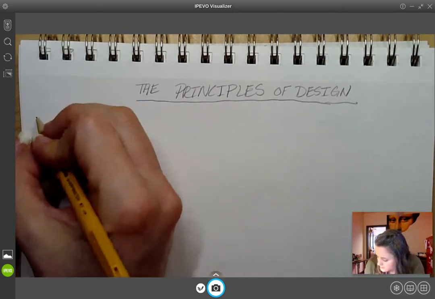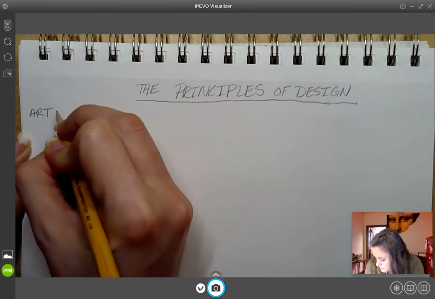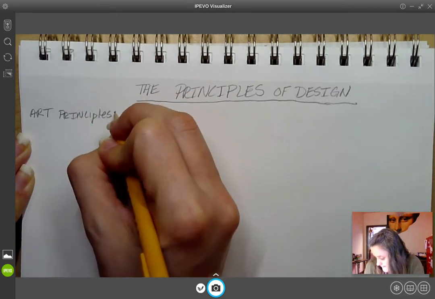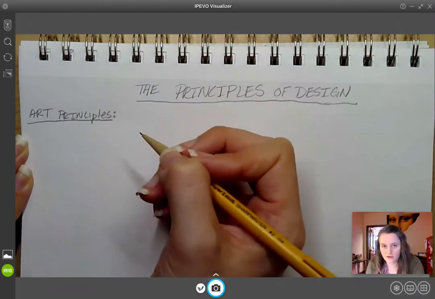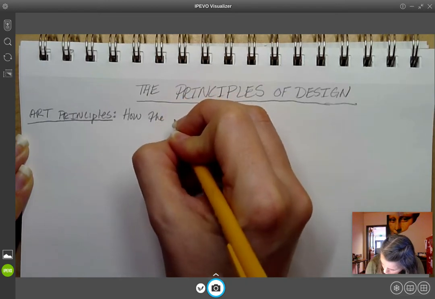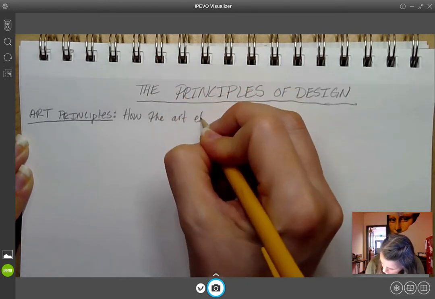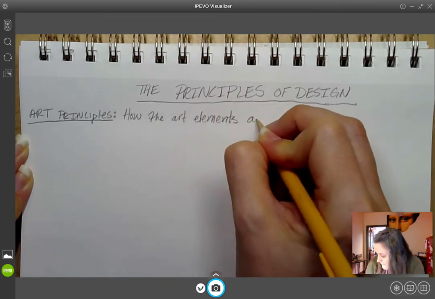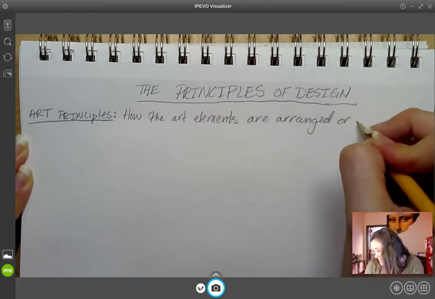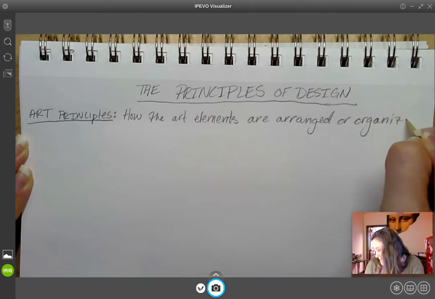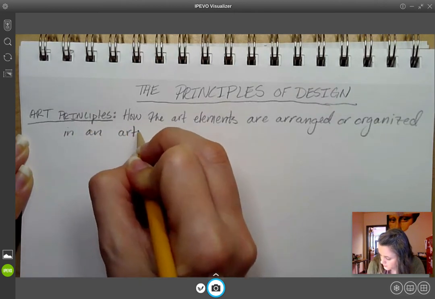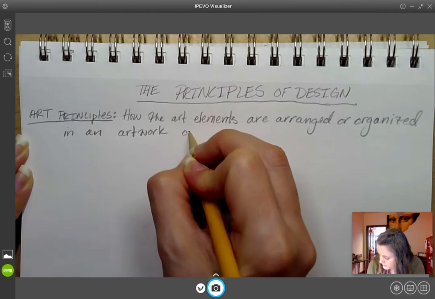All right, so the definition of the art principles. They are how the elements or the ingredients of art are arranged or organized in an artwork or design.